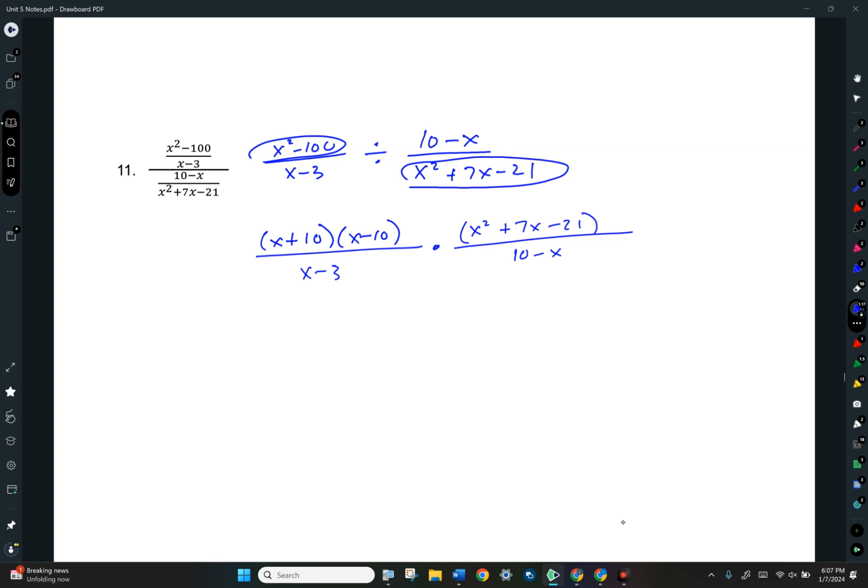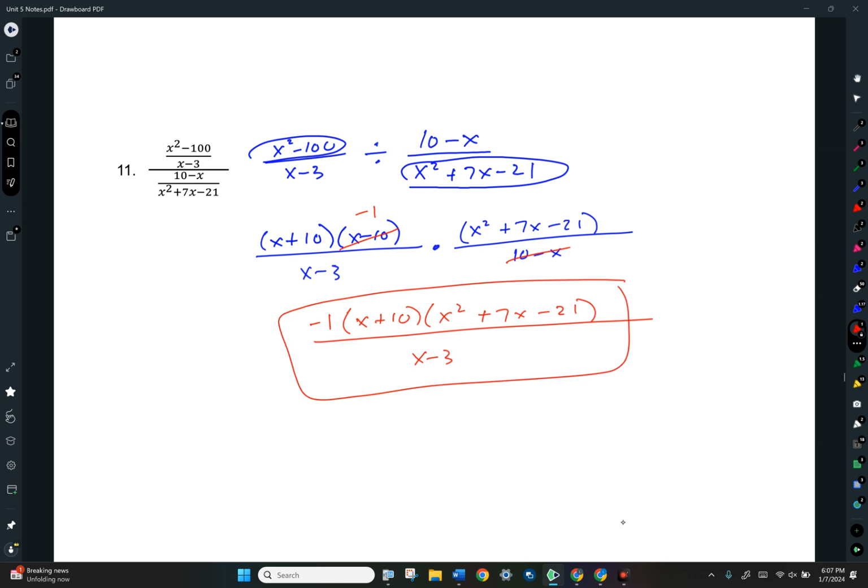Okay, so can I simplify? Well, let's see. The 10 minus x and the x minus 10, that's going to cancel and leave a negative 1, right? And I think that's all I can cancel. So on top, I have negative 1. That's being multiplied by x plus 10. It's also being multiplied by x squared plus 7x minus 21. And on the bottom, I have x minus 3. So it didn't simplify that much, but too bad. There's my answer.